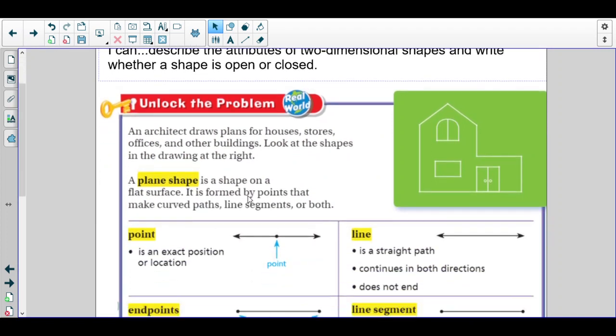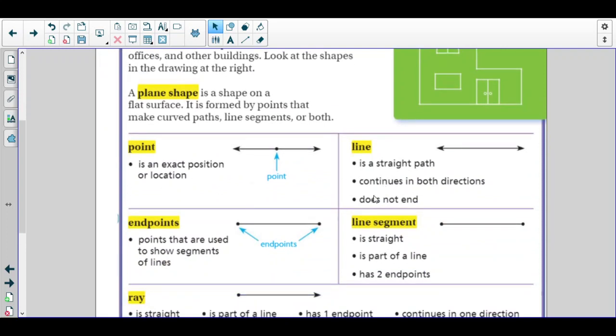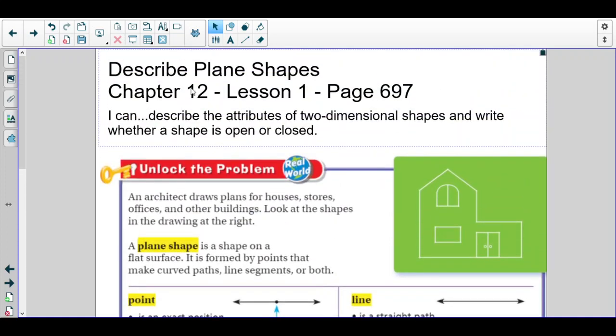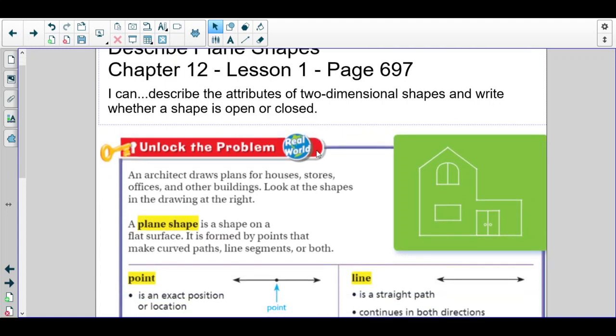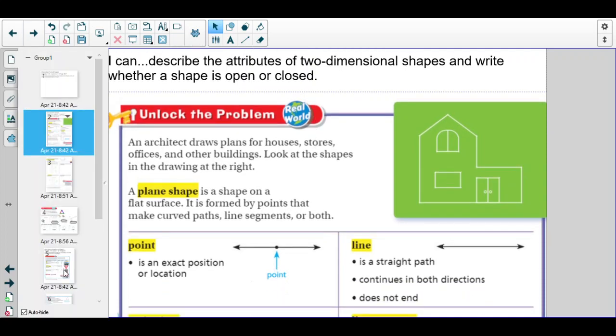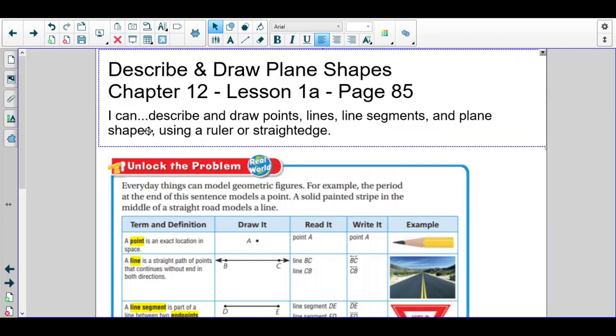In lesson 1, we talked about a point, a line, an endpoint, line segment, and a ray. Right? And our goal here was to describe these plane shapes and describe the attributes of two-dimensional shapes. Now, we're going to take this one step further. Instead of just describing, we're also going to draw plane shapes. We can describe and draw points, lines, line segments, plane shapes using a ruler or straight edge.